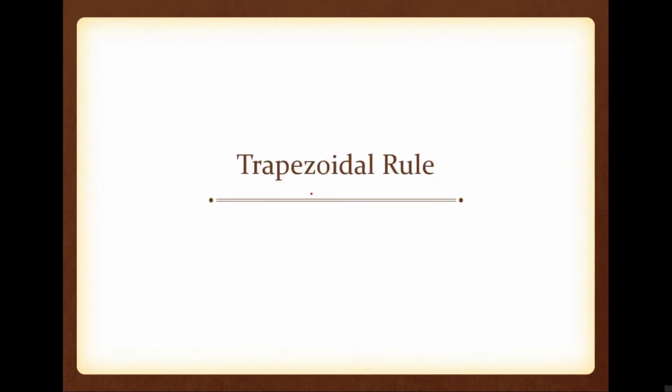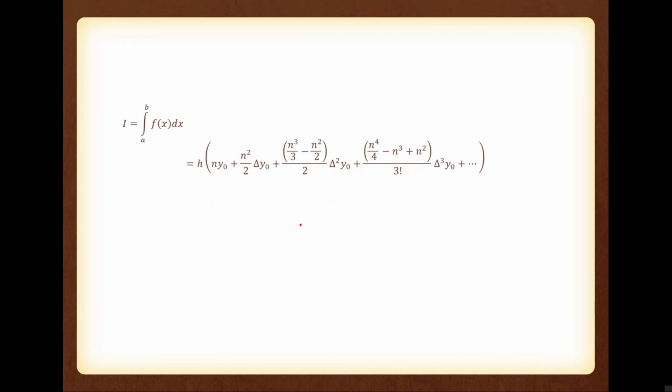So, the trapezoidal rule. Please note, in the last class we derived this general integral formula, that is I, the definite integral from a to b of f of x dx, equal to h into (n y0 plus n square by 2 delta y0 plus (n cube by 3 minus n square by 2) divided by 2 delta square y0 plus etc.). Okay. So how did we derive this one?